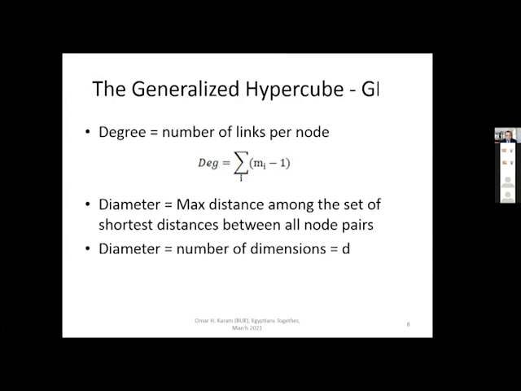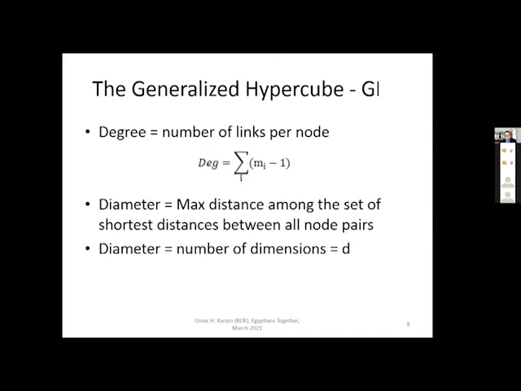These are some characteristics of this graph. The degree and diameter are the two main characteristics or parameters. The degree is the number of links per node, and this is important because it represents the number of I/O ports per processor. And then the diameter is the maximum distance from one node to the other, the maximum among the set of shortest distances.